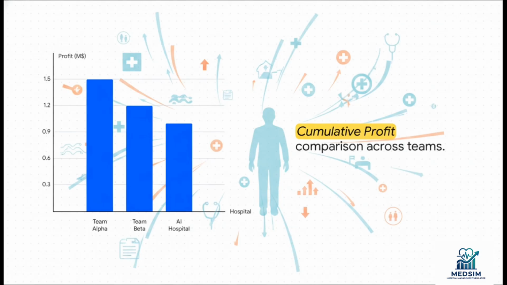So the crucial point is what you actually do with that data. MedSim generates these highly visual tools, like comprehensive hospital comparison charts, which are just perfect for classroom debriefs. Imagine projecting a chart right on the board, showing exactly how Team Alpha's high-end care strategy stacked up against Team Beta's volume-based approach, and how both of them fared against the AI hospital. It takes all those abstract numbers and turns them into a super compelling, competitive story that students get instantly invested in.